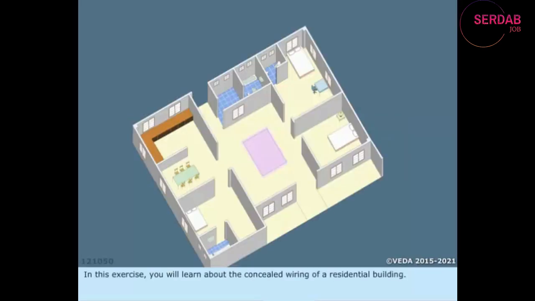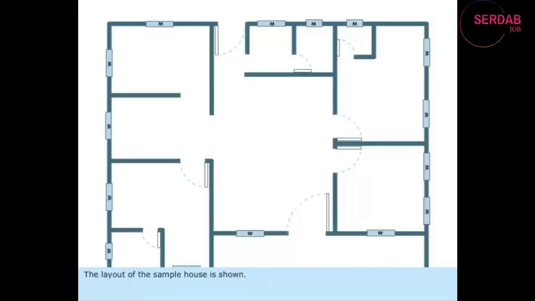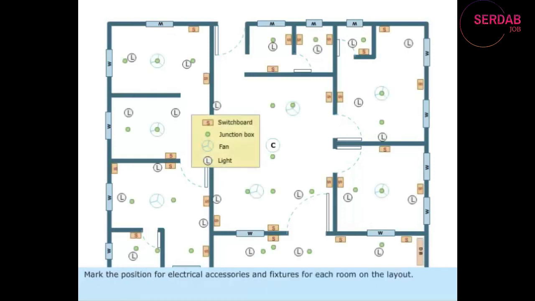In this exercise, you will learn about the concealed wiring of a residential building. The layout of the sample house is shown. Mark the position for electrical accessories and fixtures for each room on the layout. Shown are the loads proposed in the house.